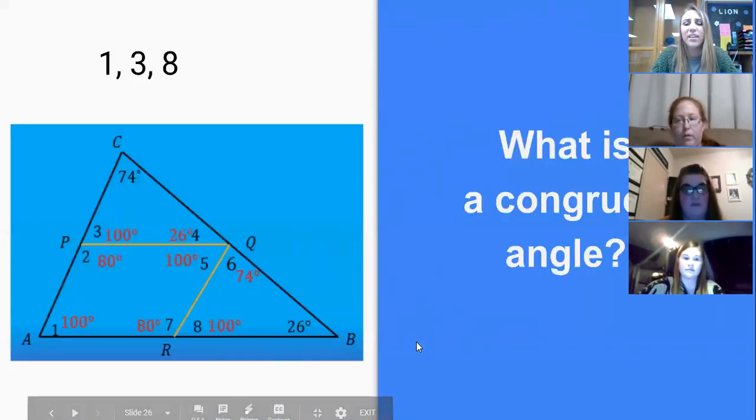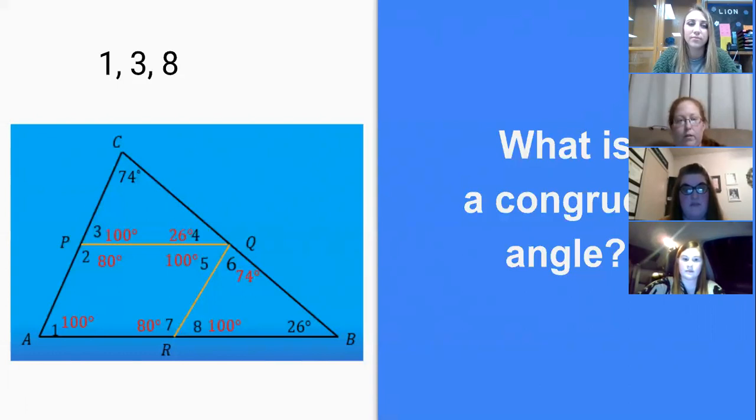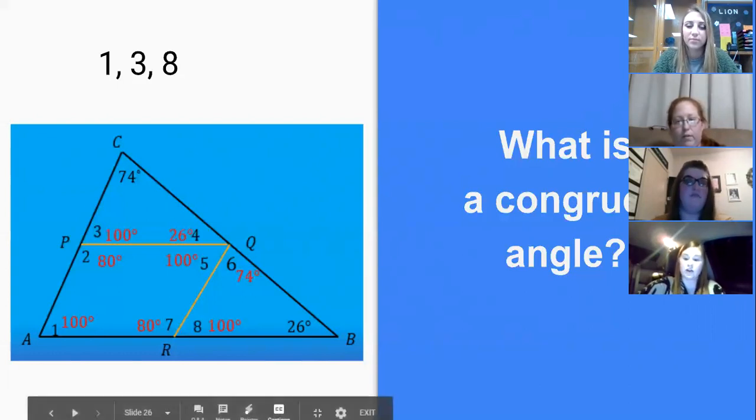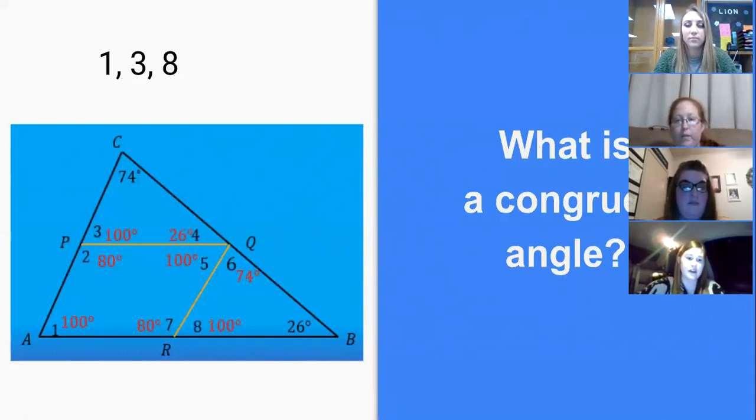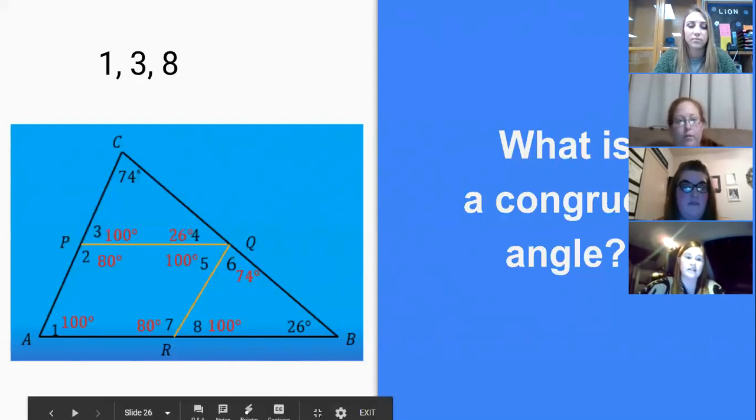Hey, Chelsea, what is a congruent angle? Congruent angles are two angles that are the same, which basically just means they have the same measure. And in this figure here, if you look at angle 1, 3, and 8, we see that they all are the same. They're all equal to 100 degrees.